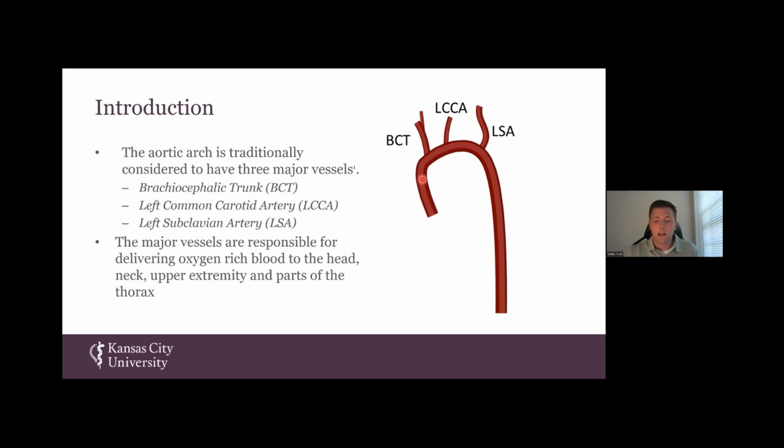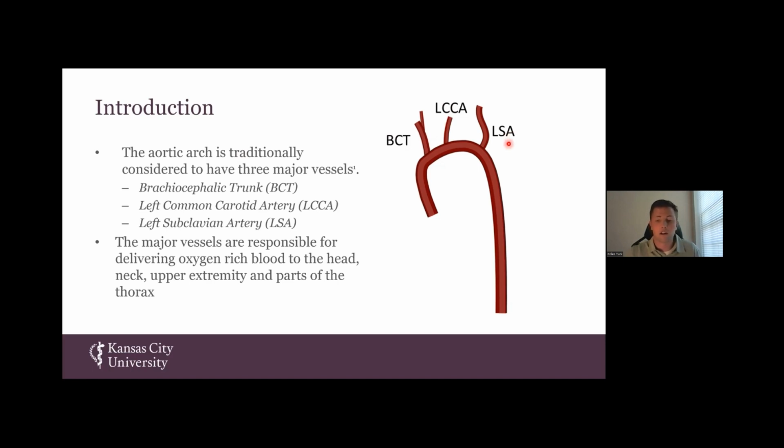So the ascending aorta receives blood from the heart, and it travels around the aortic arch, which is this portion here, and then down the descending aorta, which can be subdivided into the thoracic descending aorta and the abdominal descending aorta. The aortic arch typically has 3 vessels that branch from it, the first being the brachiocephalic trunk, the left common carotid, and the left subclavian artery.